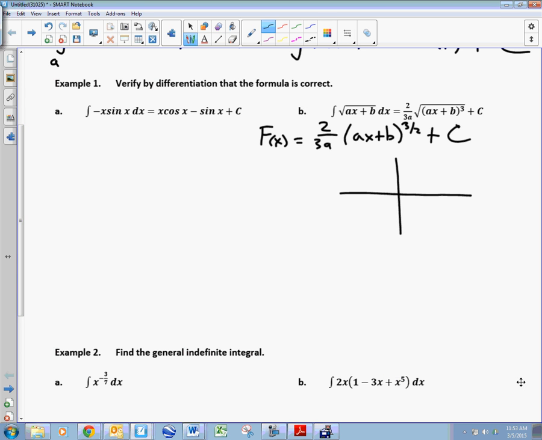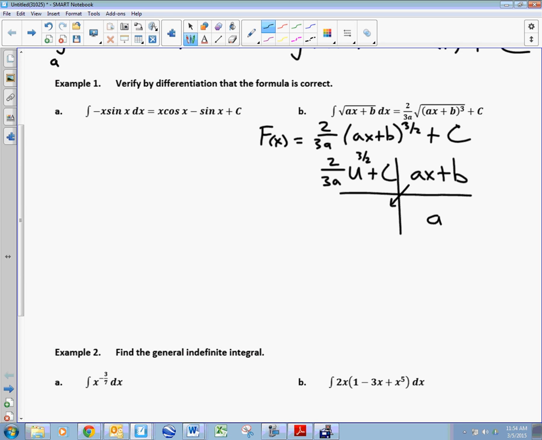And so what I have is 2 over 3a times u to the 3 halves plus c. U is my inside. What's my inside? Ax plus b. Thank you, Megan. What's the derivative of ax plus b? It'll just be a.